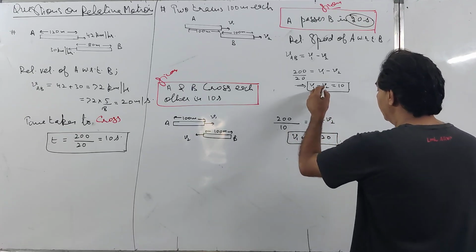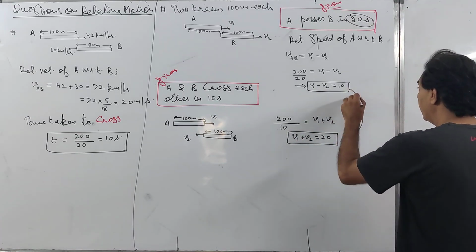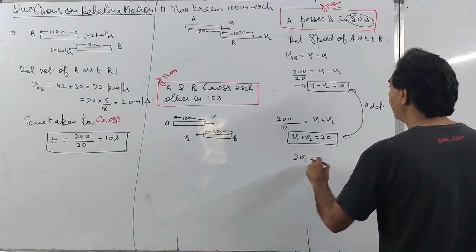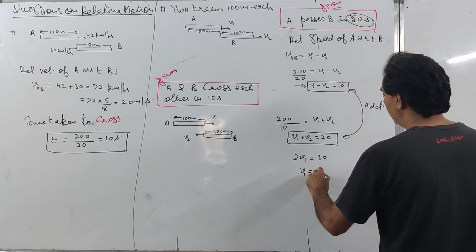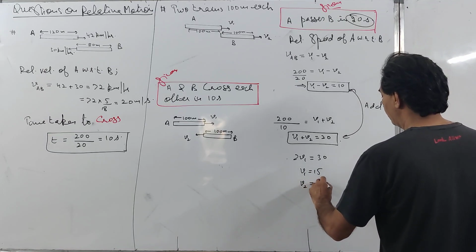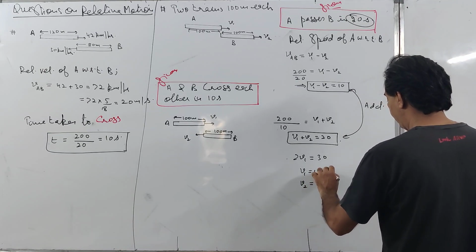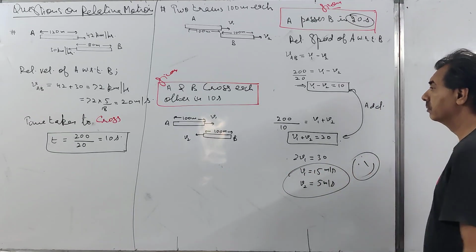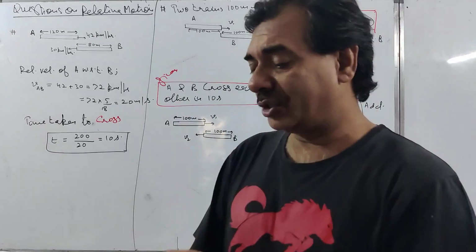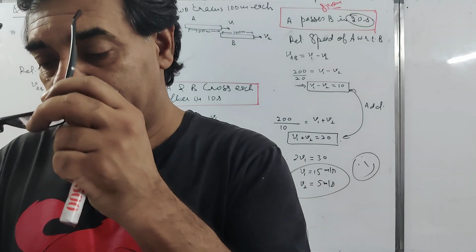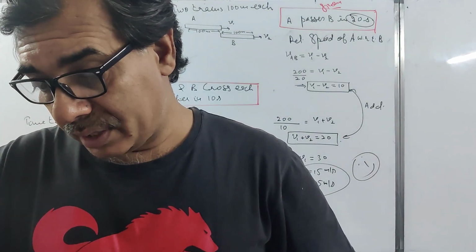If we add these two equations, we will have 2v1 is equal to 30, and v1 is equal to 15 and v2 is equal to 5. These were the velocities of the two trains. See the beauty of relative velocity, the answer comes very quickly. Okay, this is done, this is done.